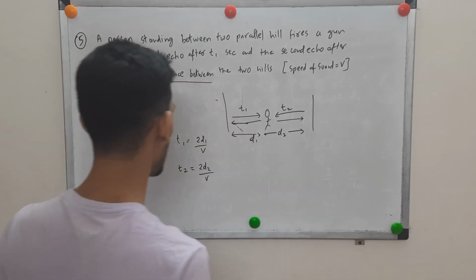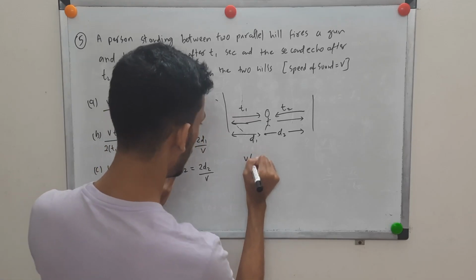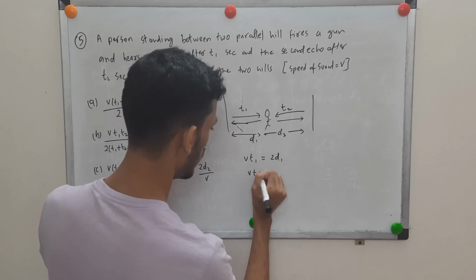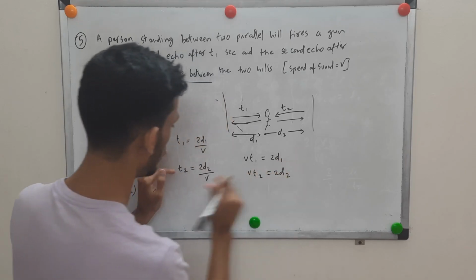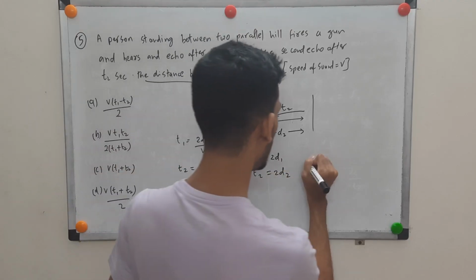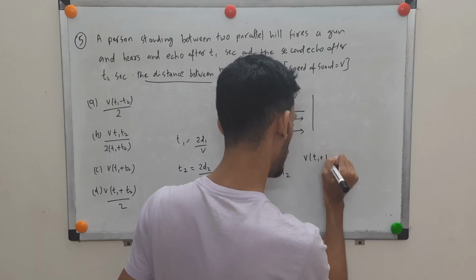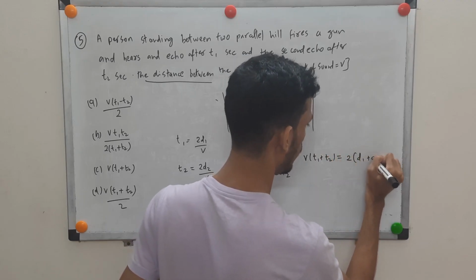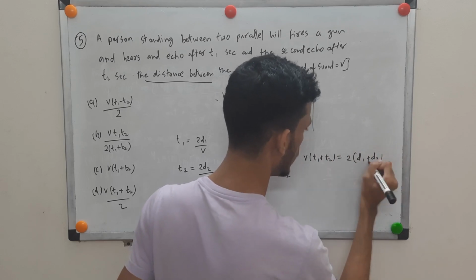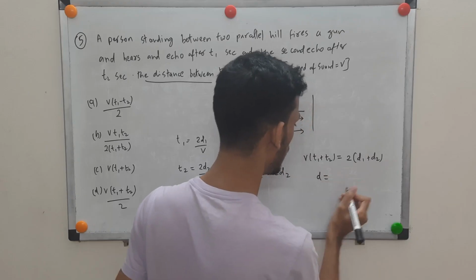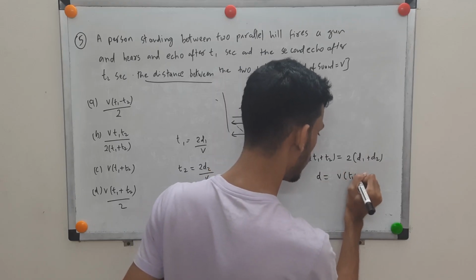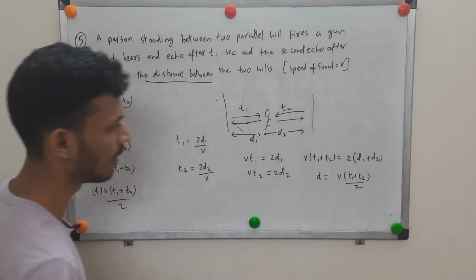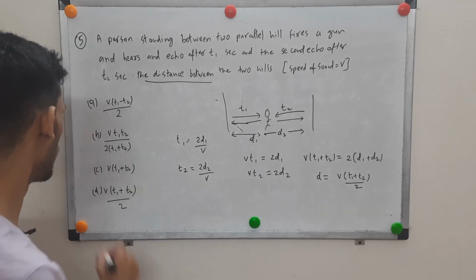So just add these two equations, or I can add it this way. vt1 is 2d1, vt2 is 2d2. Just taking this v to the other side, now you can add. So v times t1 plus t2 is 2, and that you can take common, d1 plus d2. Right? So d1 plus d2, you can write it as d, distance between the hills. So v into t1 plus t2 divided by 2. So basically the average of the time, right? v into average of time, which is option D.